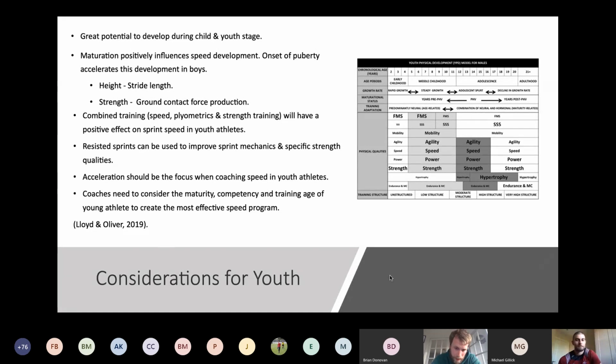But as Paul said, it is important that the players don't specialise too early, and that they can get exposure to a lot of different sports, even off-pitch sports like gymnastics and different sports like that. Doesn't necessarily have to be another team sport experience.